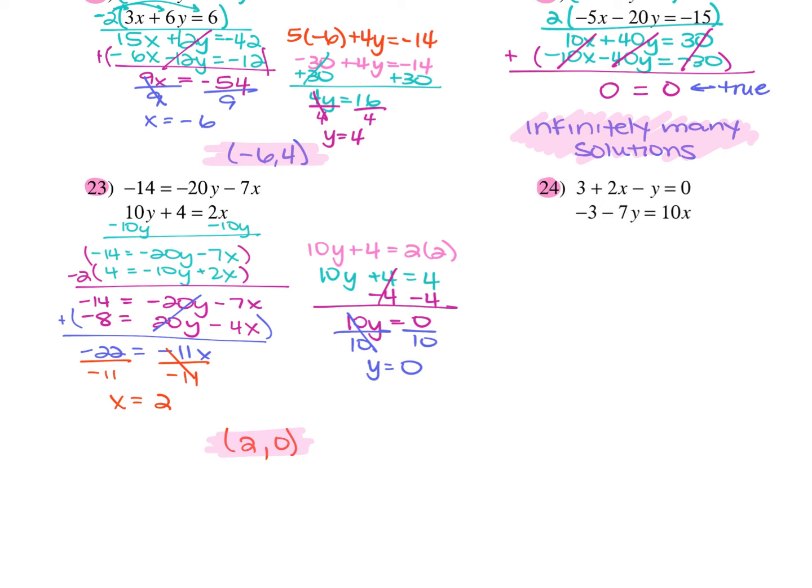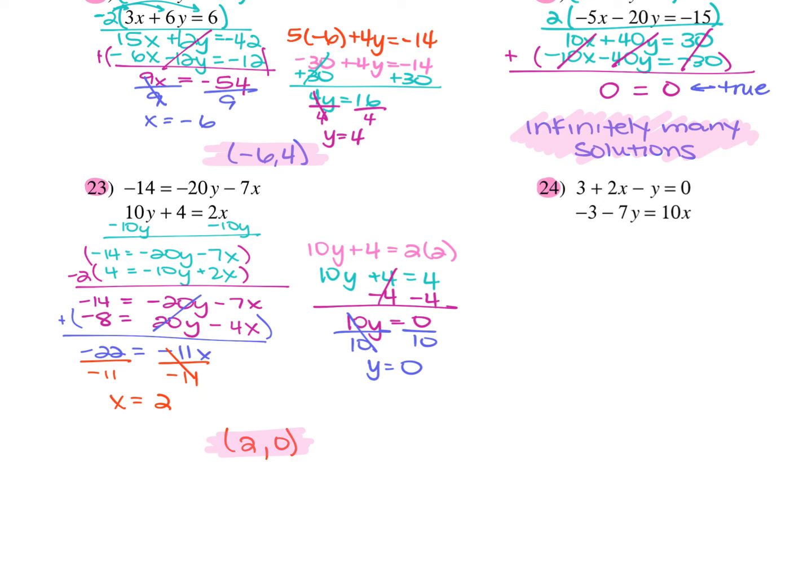a lot of the time when you're given these, you're given them in the form of ax plus by is equal to c. Sometimes when you're given these equations, they're not in that form. You don't necessarily have to put them in that form. If you see the bottom equation in number 24, you have negative 3 minus 7y is equal to 10x. You can leave it in that form. There's nothing wrong with that. One of your values, your x or your y's, are going to cancel.